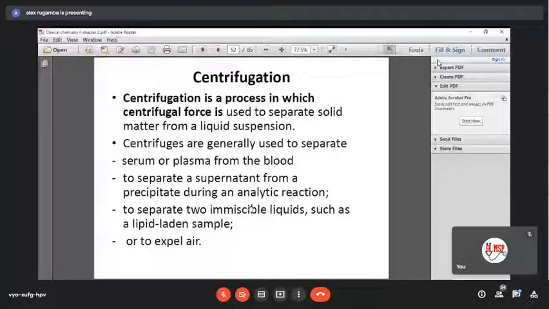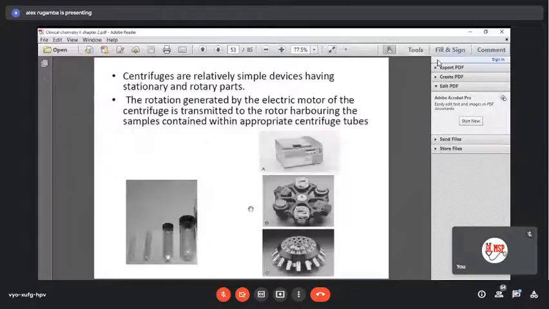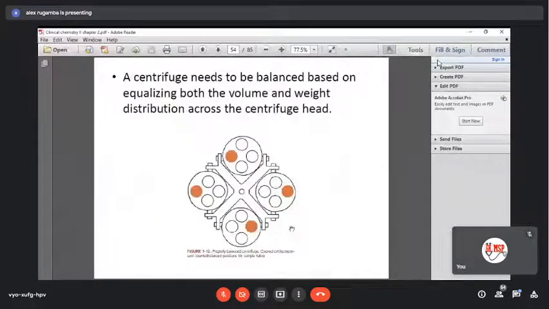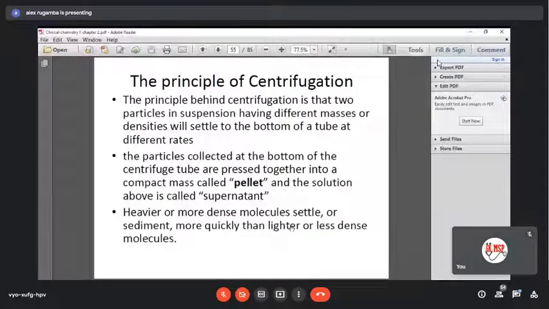Okay, then let's talk about centrifugation. Centrifugation is based on separation, nothing else. It is a process in which centrifugal force is used to separate solid matter from a liquid suspension. Centrifuges are generally used to separate serum and plasma. Centrifugation is something easy. I think you know it. Have you ever used a centrifuge? Yeah. So you have a sample in your tube, you put it in a centrifuge and you apply the speed, and then the sample will be separated, the solid and the liquid. This is the principle of centrifugation. The pellet will form after centrifugation.